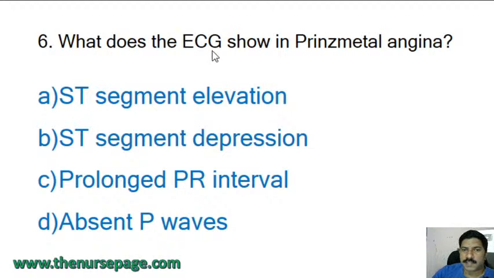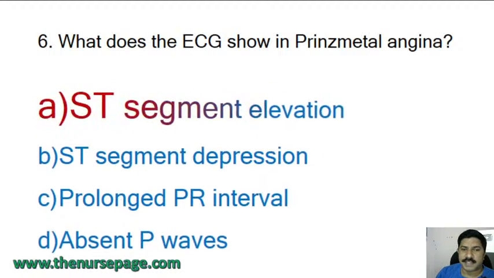Sixth question. What does the ECG show in Prinzmetal angina? ST segment elevation, ST segment depression, prolonged PR intervals, or absent P waves. Give your answer first. We will finish this video.